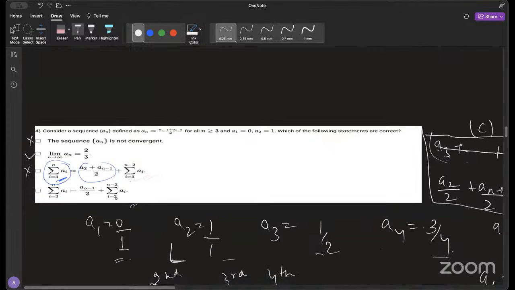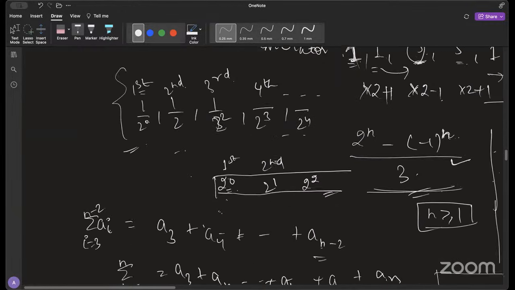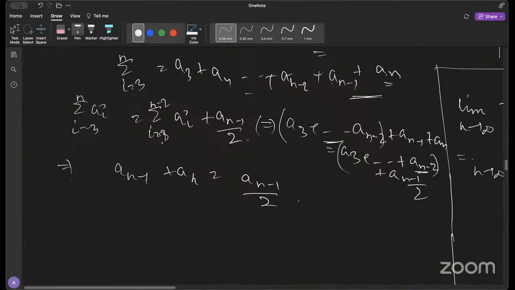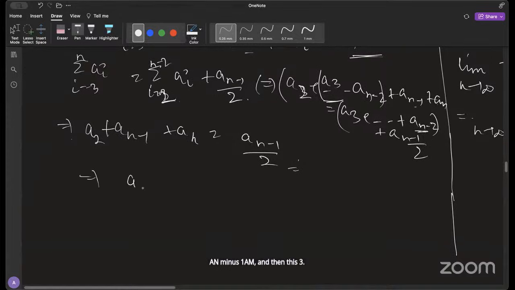This summation starts from 2. So you will have a2, then a3. So you'll also be left with a3 on this side, right? a2, sorry. a2, an minus 1, an, and then this thing. This thing will give you a2 plus an minus 1 by 2 plus an equals 0.